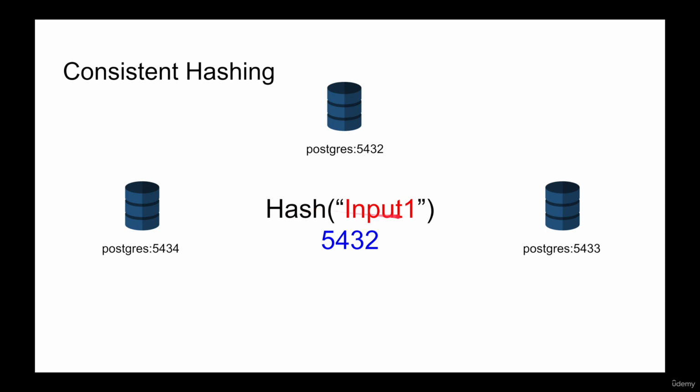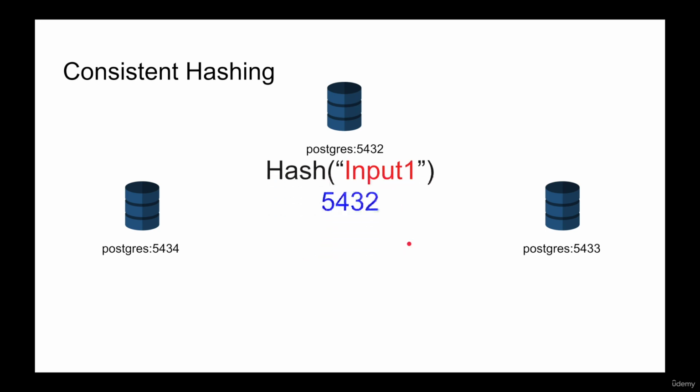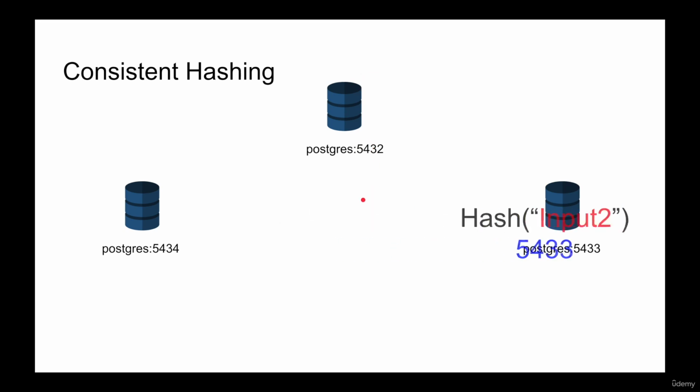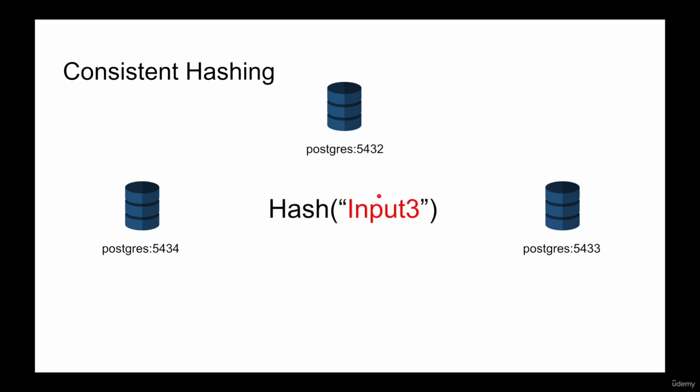So let's say hashing of input one will give you database 5432. You're going to go here. So every time you submit the input one string, it will always go to this database, right? And if you submit input two, somehow this goes to 5433, right? And then if you submit input three, that might go to server 5434, right? Which is listening on port 5434. And that's kind of consistent hashing.